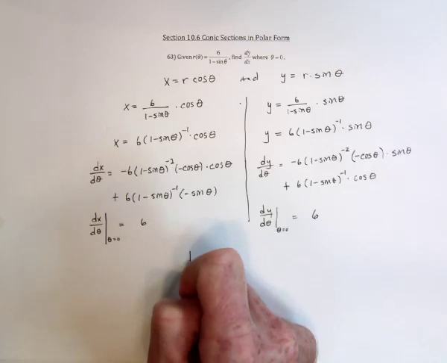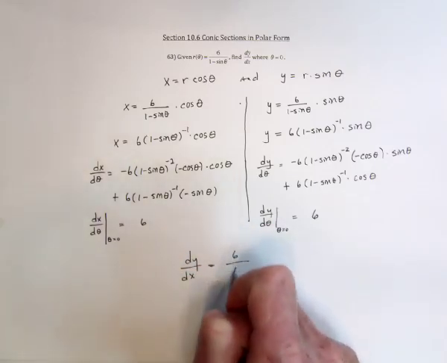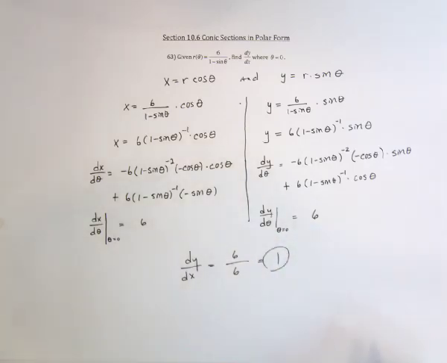And then finally, when you divide them, you get dy dx. The thetas are now gone. So it's 6 over 6, which is 1, which is what the calculator told us about 5 minutes ago.